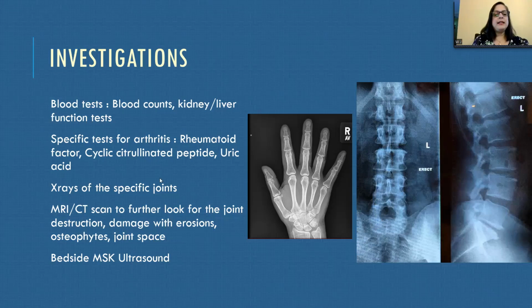An MRI or CT scan can further look for joint destruction, damage with erosions or osteophytes, and joint space narrowing, which may not be obvious on regular x-rays. Also, rheumatologists are now trained to do musculoskeletal ultrasound and may perform a bedside musculoskeletal ultrasound, which also gives some of this information.